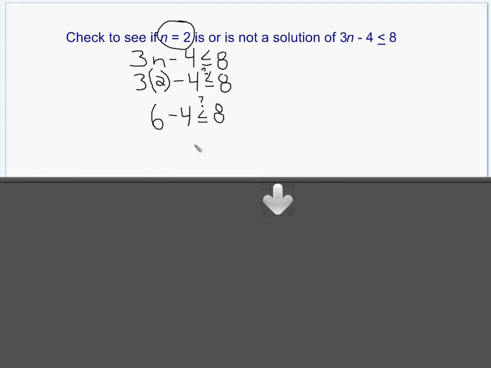Okay, 6 minus 4 is 2. 2 is less than or equal to 8. Well, is 2 smaller than 8? Yes, it is. So 2 is a solution. You need to make sure that when it asks a question, like this is saying check to see if it is or is not a solution, you need to answer it. Yes, it is a solution. You can't just leave it 2 is less than or equal to 8. You need to also say yes or no if it's a solution or not.